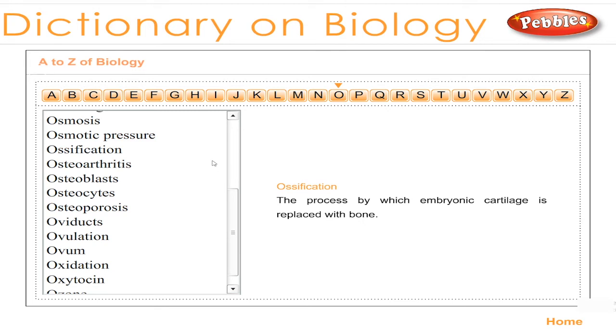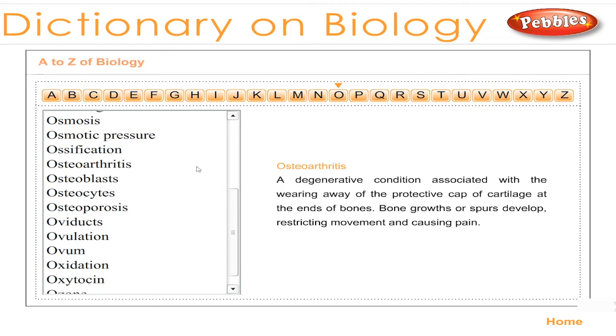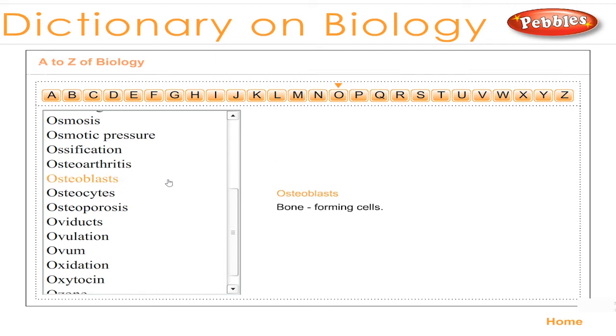Ossification, the process by which embryonic cartilage is replaced with bone. Osteoarthritis, a degenerative condition associated with the wearing away of the protective cap of cartilage at the ends of bones. Bone growths or spurs develop, restricting movement and causing pain. Osteoblasts, bone-forming cells.